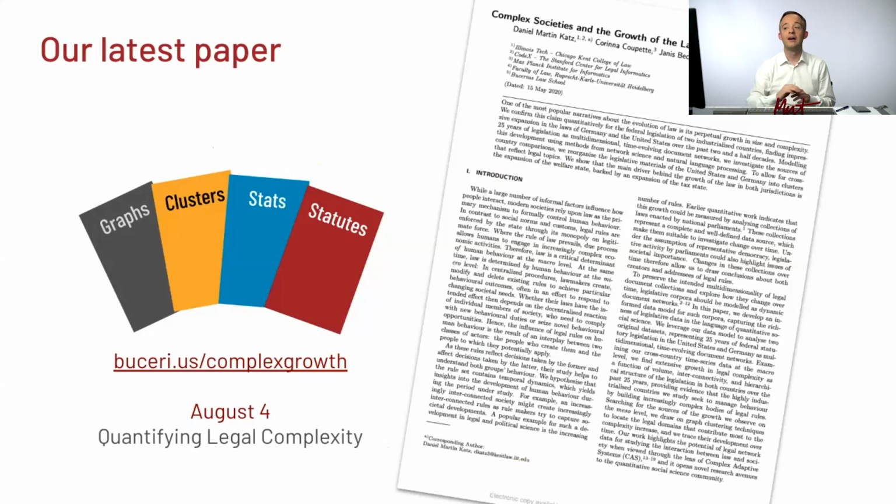If you want to get ahead of everyone else and have a sneak preview, you can go to bucerius.us/complexgrowth and get to our latest paper on SSRN. It looks at the complex society and the growth of the law and what happens over time in the United States and Germany. It's a great read. If you can wait, then August 4th, some of us will present the findings of this paper in a bigger lecture, quantifying legal complexity.